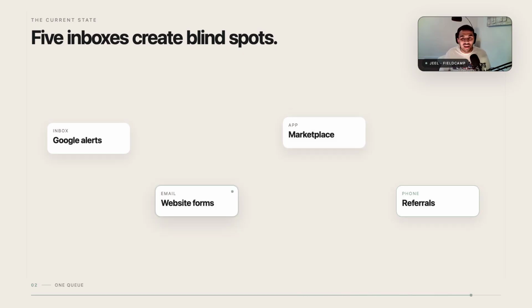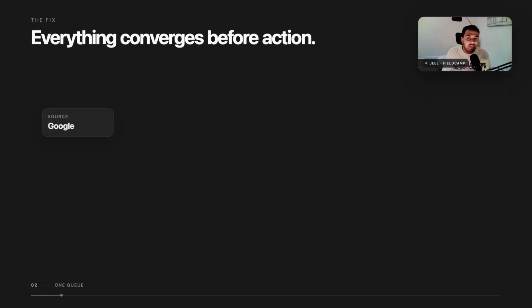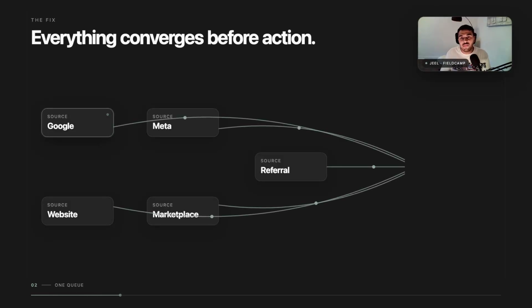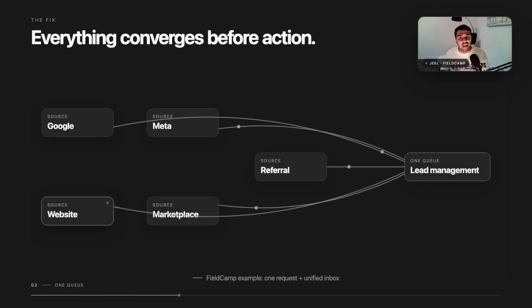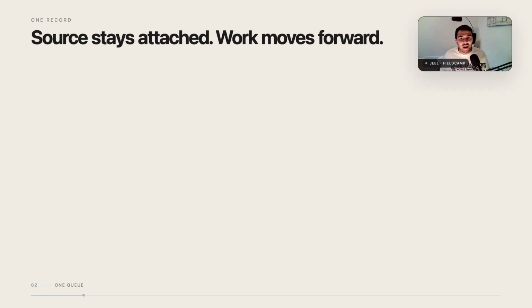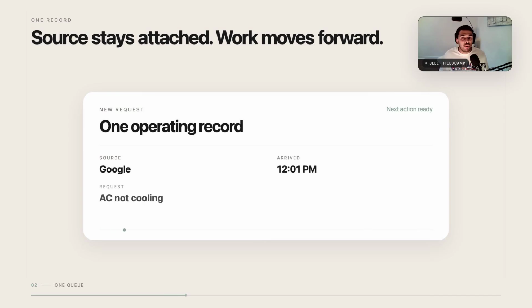So you need one lead management queue where the team can see the source, arrival time, customer request, current status, and the next action. This is one place where FieldCamp can be useful. Each new inquiry can become one request while keeping the original source and message attached in a unified inbox. The important part isn't the software name. The important part is that your team has one record to work from and the source doesn't disappear.